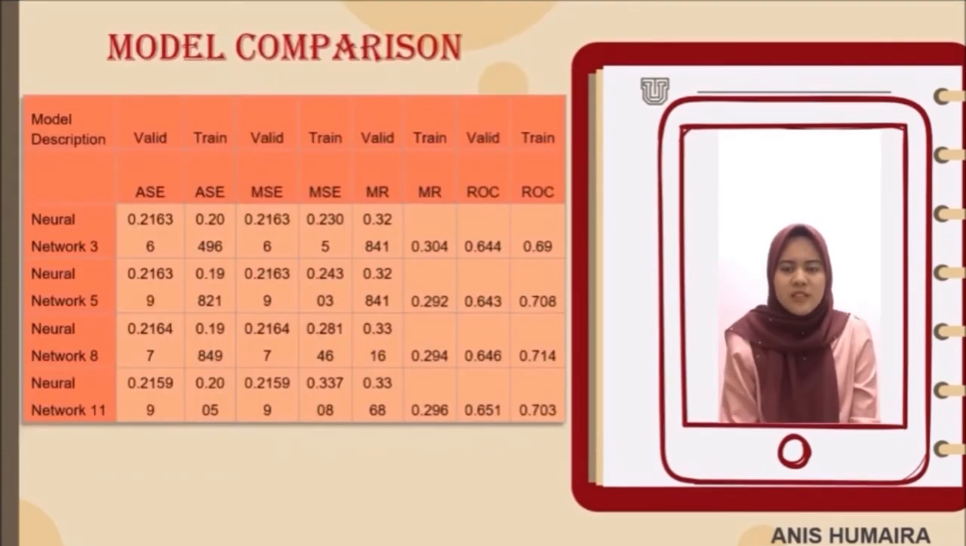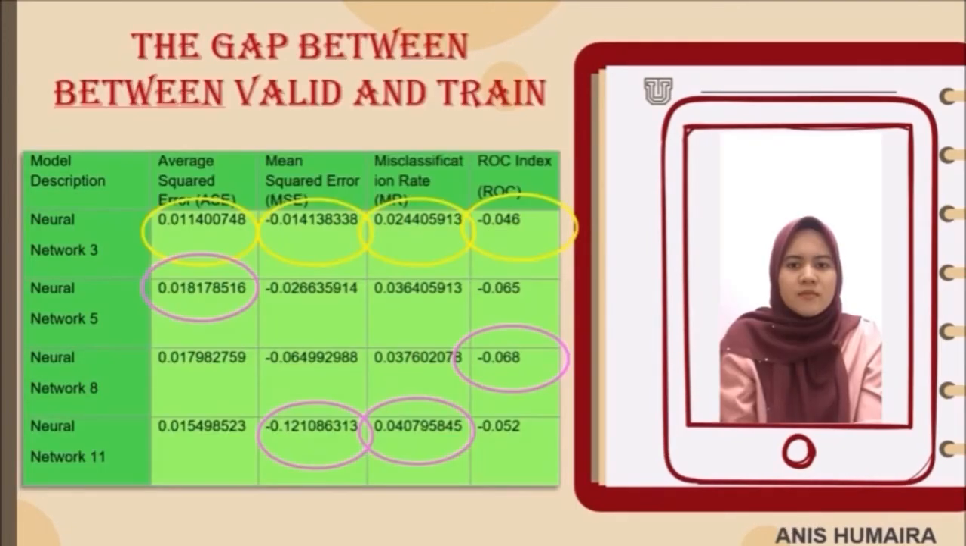This is the model comparison for the value of valid and train for ASE, MSE, MR, and ROC. For the gap between valid and train value, we have found that for ASE, the lowest value is neural network 3, and the highest value is neural network 5.